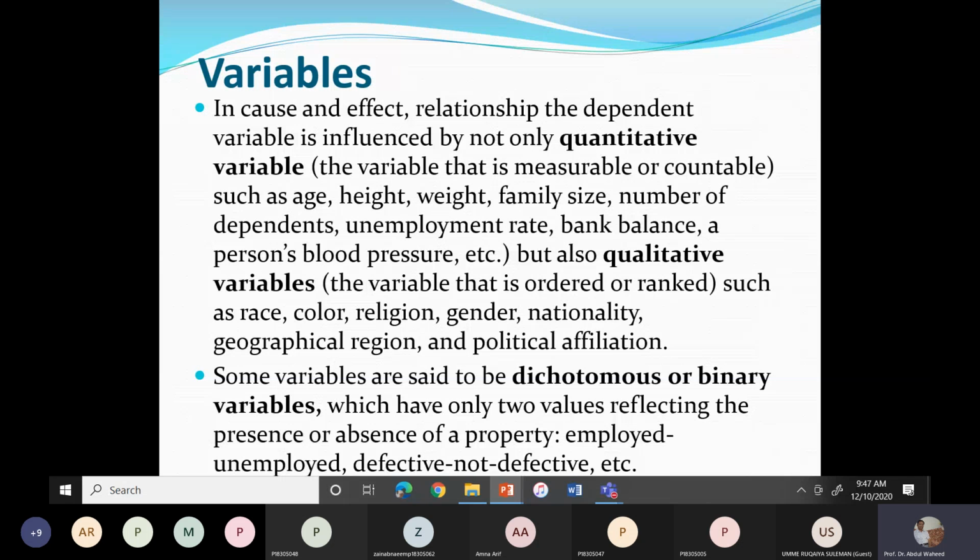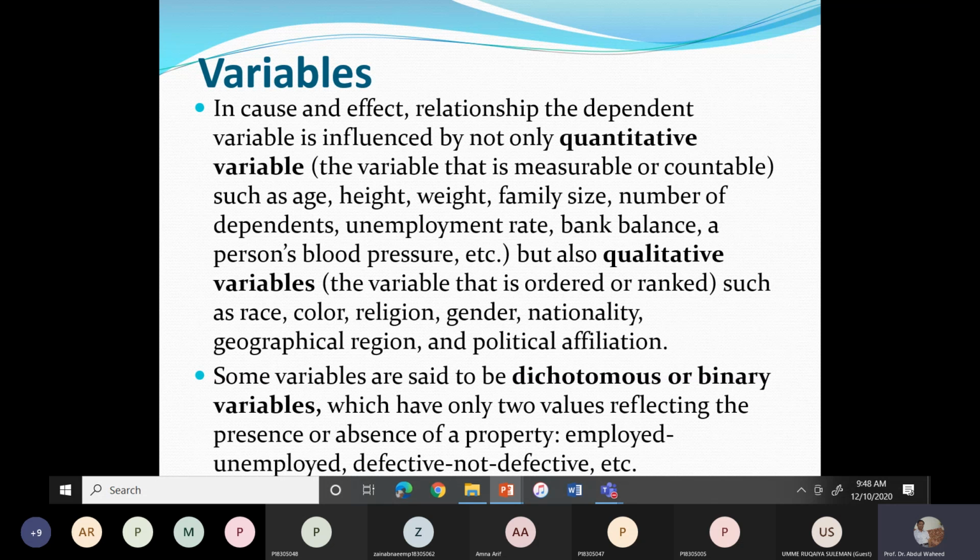Okay. And in case of qualitative variable, this is just a quality, so we cannot measure it, we can just rank or order it. Such variables could be race and color and religion or gender or nationality, geographical region or political affiliation. So to which political party you belong, what is your gender, nationality, all these. So that is the quality.